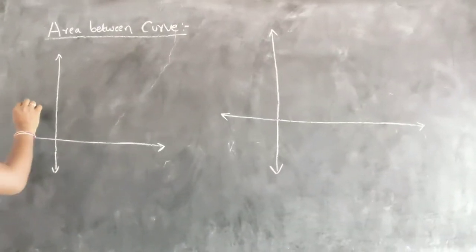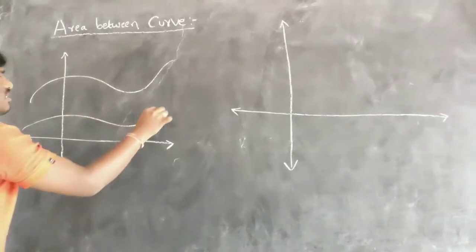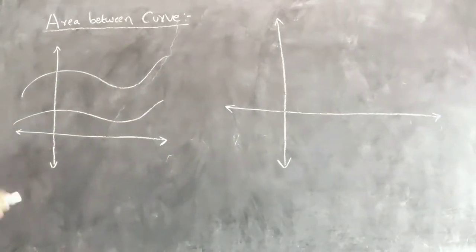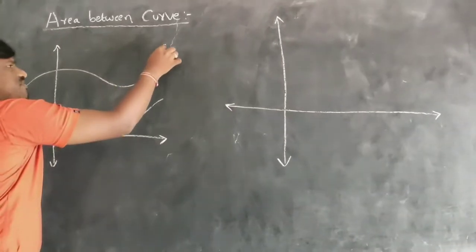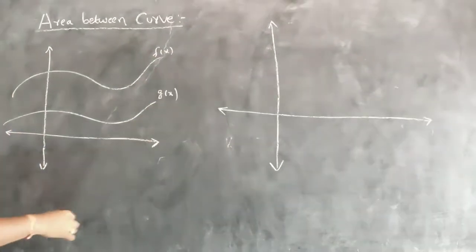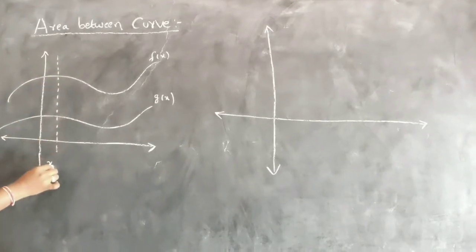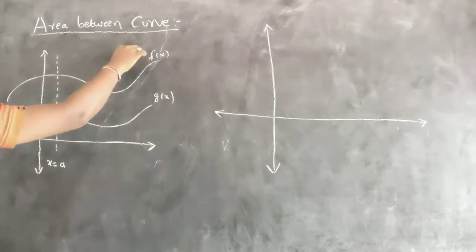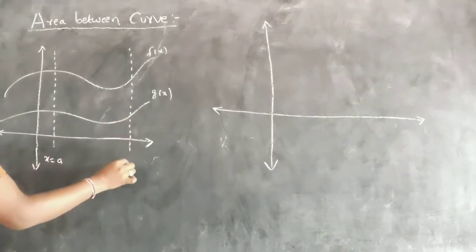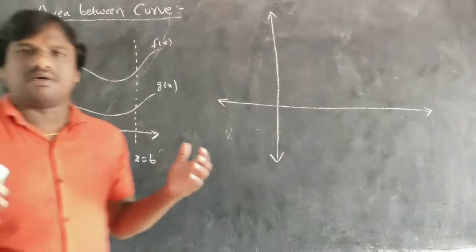Suppose you have a function like this, and another function is like this. Let us consider one function f of x and another function g of x. Let us take one line x is equal to a, and another line x is equal to b. In between these two lines, I have to find the area between the curves.